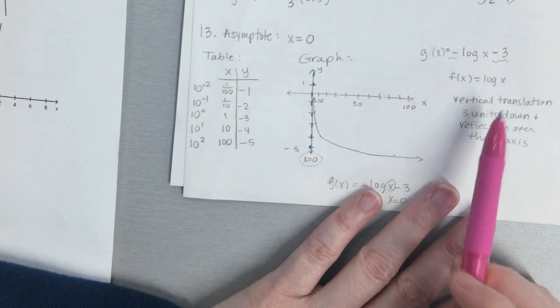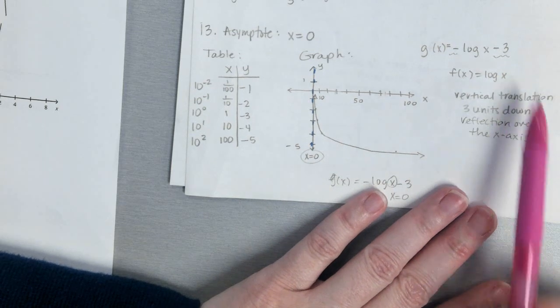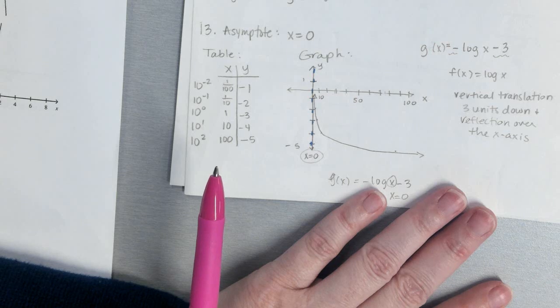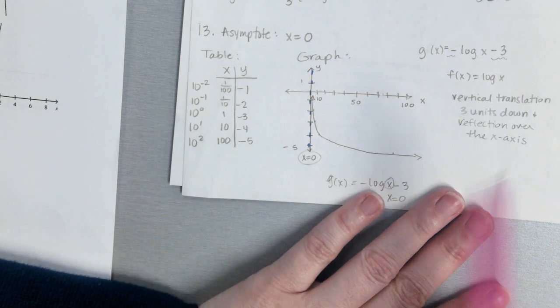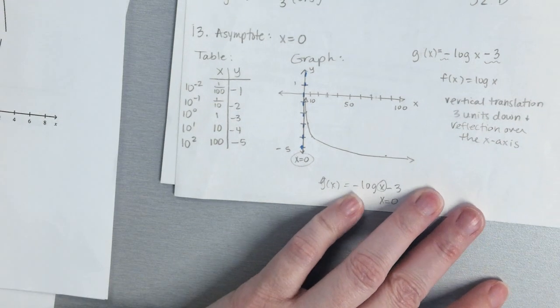And then you did the transformations. So this negative in front here, that's the reflection over the x-axis. This minus 3 is a vertical translation 3 units down. It would be a horizontal translation if it was inside the parentheses.